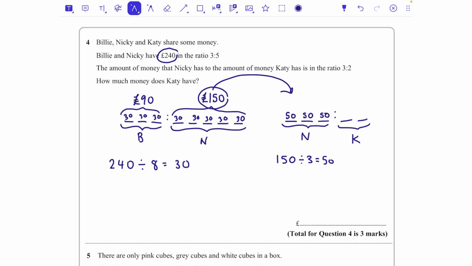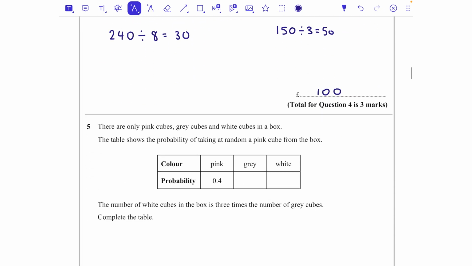And with ratio, if those piles have 50 on them, then we know that these piles have 50 on them as well. So we're asked how much money does Katie have, and we can see that Katie has £100 because she has 50 and 50 on 2 piles. So £100 would be your answer there. Question number 5.